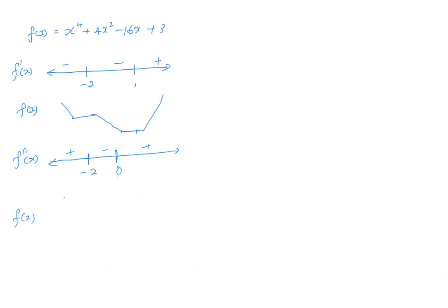Plus means convex, smiling; minus means turn to crying. So this is your x = -2 here. Then at x equal to 0, at -2 it is 19, then at 0 it is 3. Then after that, it continues to go down, then after that, it goes up. You see, I can sketch the graph already.